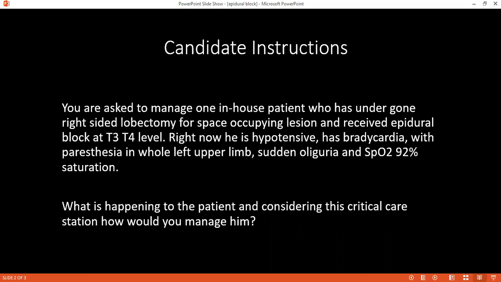Other than epidural, what might be the reason? Can you tell me other human factors a patient may be suffering from? Maybe due to blockage of the diaphragm. And one can be incorrect dose, because it's a human factor.